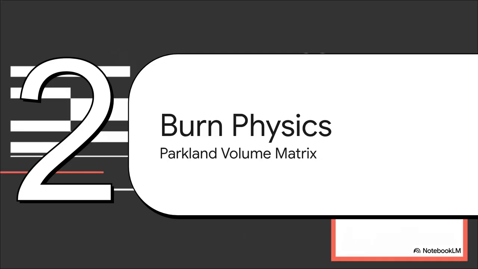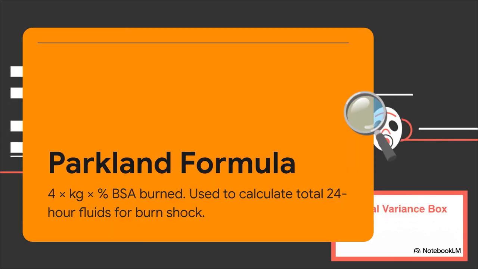Advancing to Module 3 now, Burn Physics in the Parkland Volume Matrix. Thermal skin destruction essentially creates a massive systemic capillary leak. It drives huge fluid shifts from the intravascular compartment straight into the interstitial spaces, causing devastating hypovolemic burn shock.